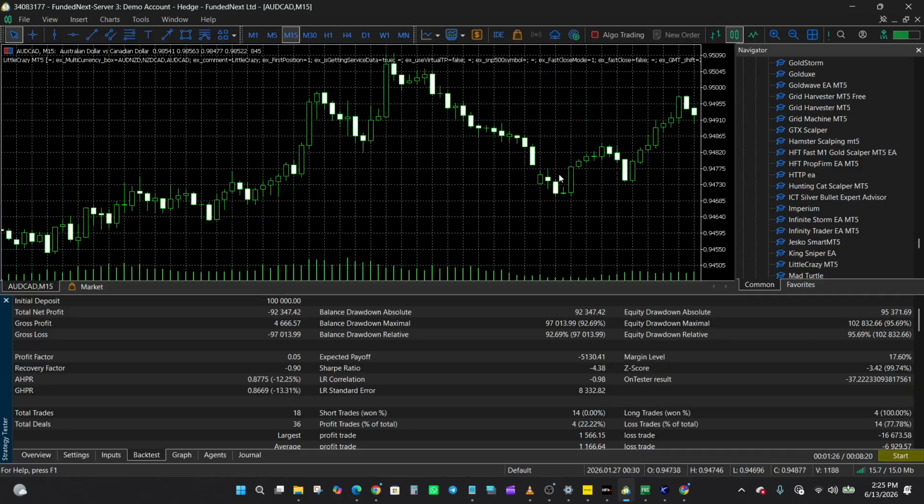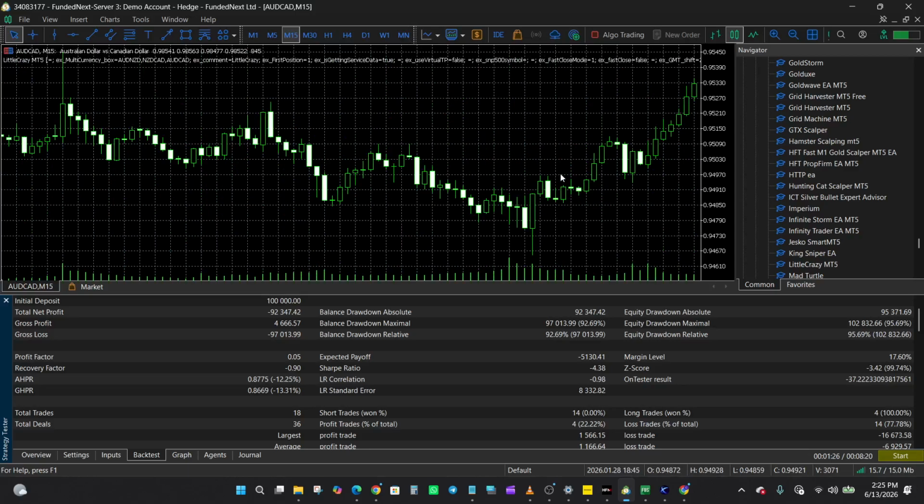Okay, so overall, the LittleCrazy EA MT5 is positioned as a highly aggressive automated trading system for traders who fully understand the risks involved. The developer emphasizes simplicity through its plug-and-play design, while also being transparent about the potential for substantial drawdowns. As always, perform your own testing and evaluation before considering any live deployment.